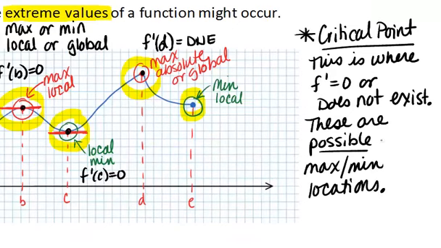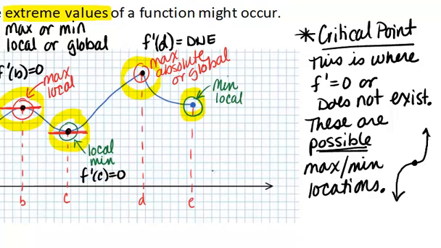And I underline the word possible here because you don't always have a max or min here. If you think about a cubic function, you're going to have a critical point right here where the derivative equals 0. However, it's not a max or a min because the function continues to increase. So this is really important. You have to check these, and I'll show you later on how to do that.